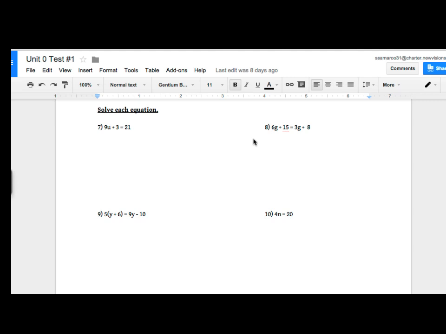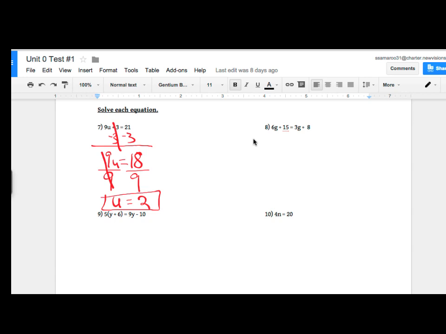Okay, so I'm going to start farthest away from my variable. Positive 3, the inverse is to subtract 3. This cancels out, bring down my 9u. 21 minus 3 is 18. Now the inverse, 9 times u, the inverse is going to be to divide by 9. My 9 cancels out, and u is equal to 2 as my answer.